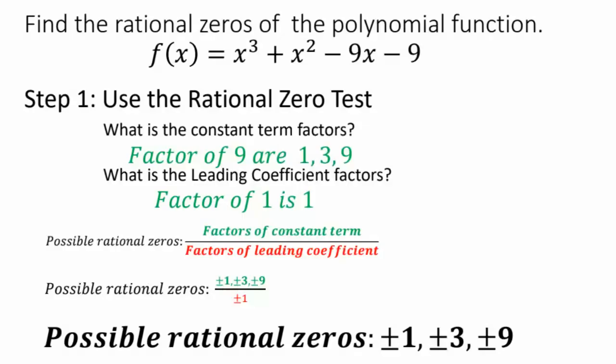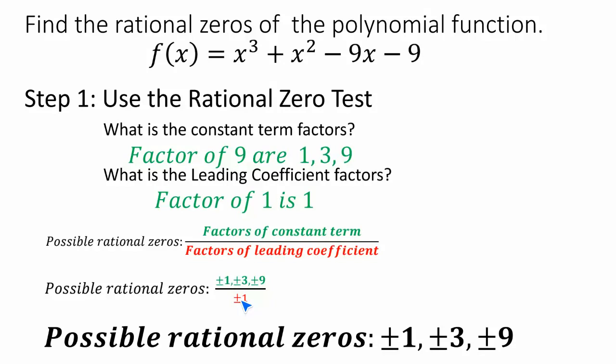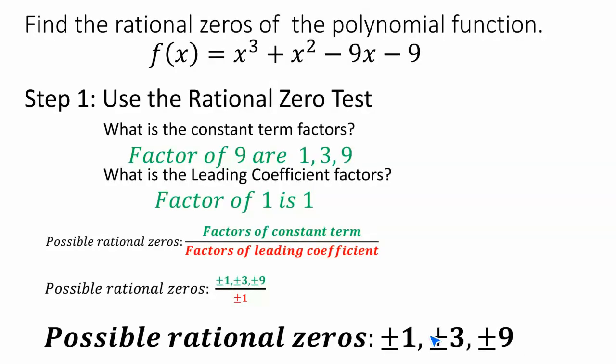So for the factors of the constant term, I'm going to write plus or minus 1, plus or minus 3, plus or minus 9. And then for 1, I'm going to write plus or minus 1. Now we're going to divide. So 1 divided by 1 is 1. 3 divided by 1 is 3. 9 divided by 1 is 9. Okay. So you would enter your answer. All the possible rational zeros are plus or minus 1, plus or minus 3, plus or minus 9.